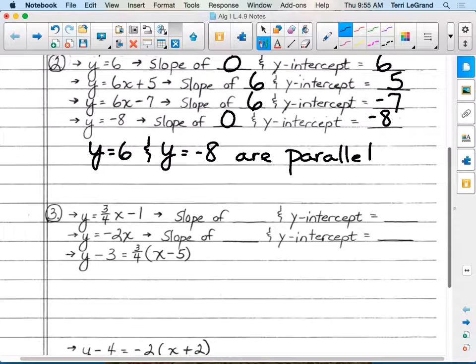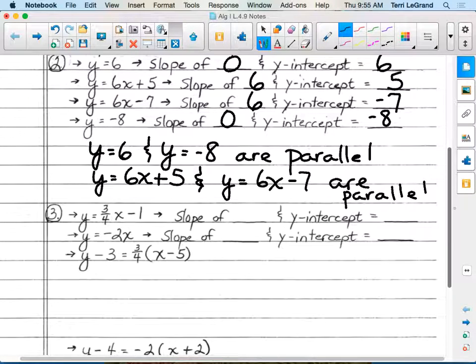So we are saying right now that y equals 6x plus 5 and y equals 6x minus 7 are parallel. And you're verifying it with the graphing calculator, are they? Okay, what are both of these lines doing? What is their behavior? They're rising from left to right, because why? What's the reason? Positive slope, yeah.